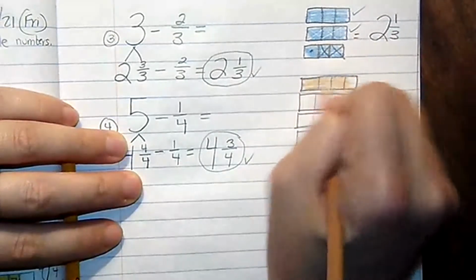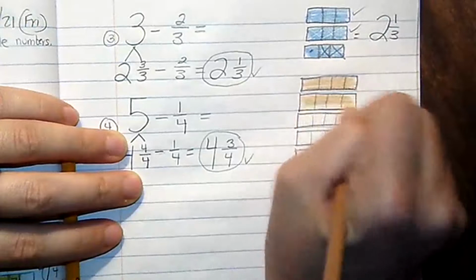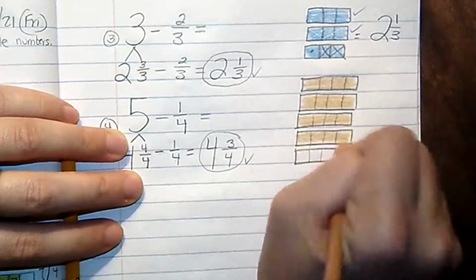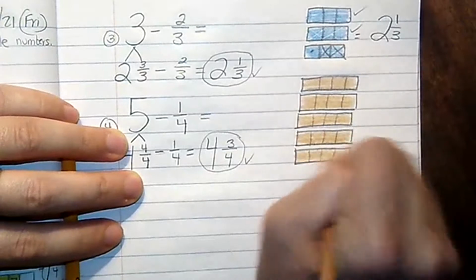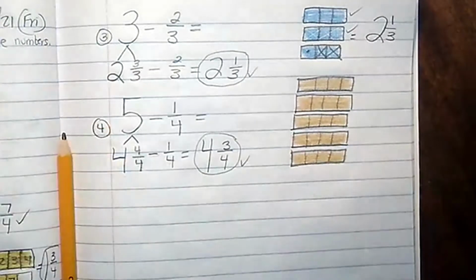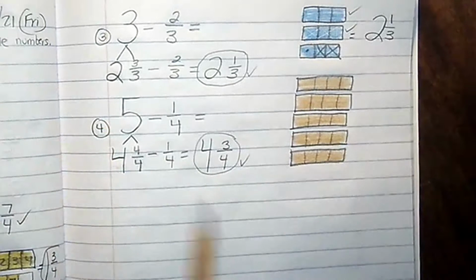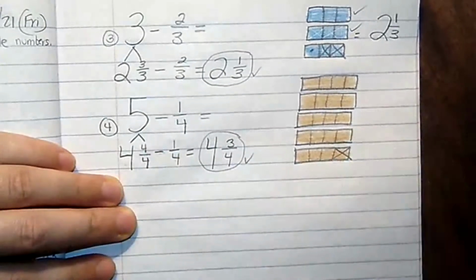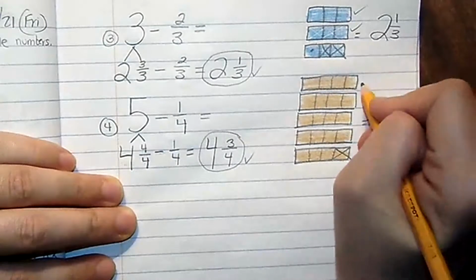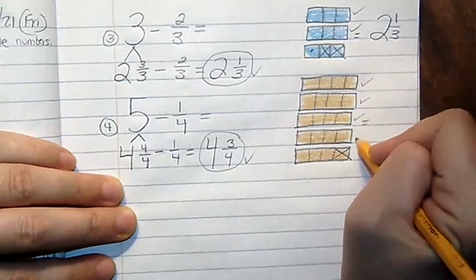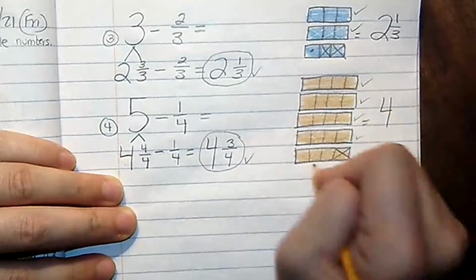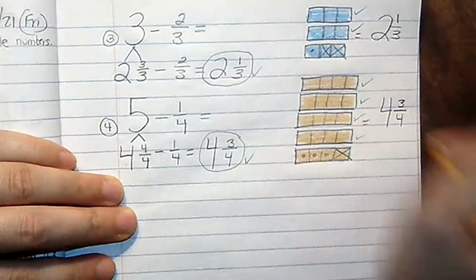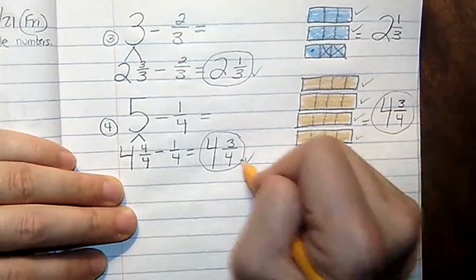They're actually chocolate colored. 1, 2, 3, 4, 5. All right, I have 5 chocolate bars. It says to subtract 1/4. That means I'm going to lose 1 piece. How much do I have left? 1, 2, 3, 4 chocolate bars and 3 out of 4. And that's what I got this time.